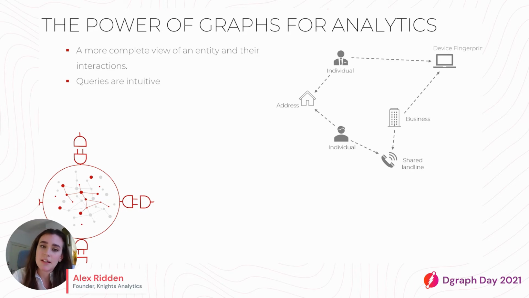And then once it's in a graph, especially if it's in something like Dgraph, you have a nice query language where the query itself is very intuitive. So even if you're not a particularly technical person, you can understand that a query like individual has address will return to you the addresses that an individual has.